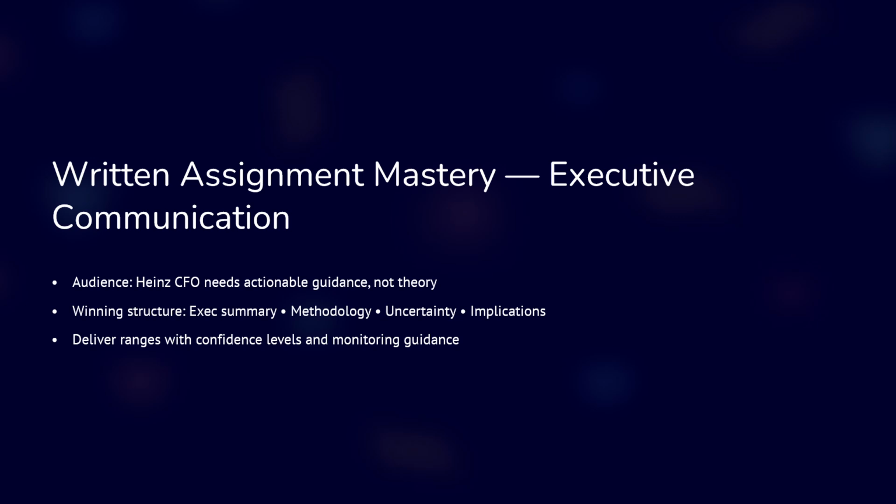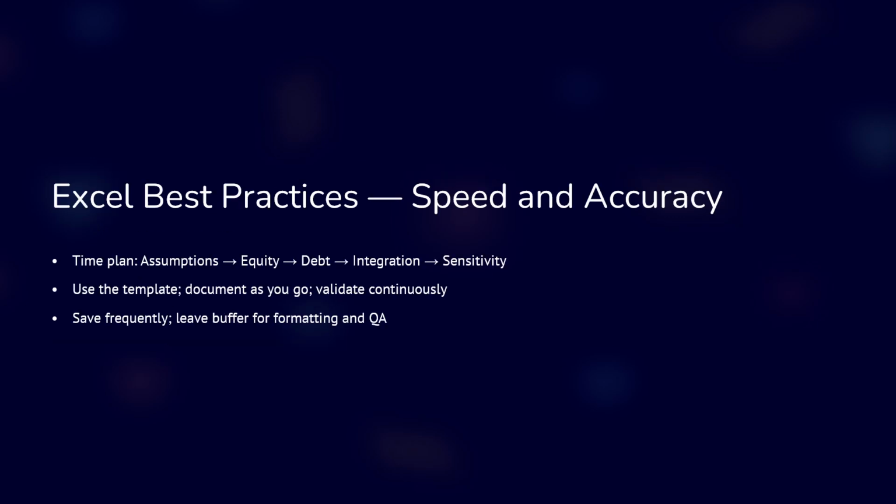In strategic implications, connect your analysis to actual business decisions. For example, this WACC range suggests current project hurdle rates of 12% may be appropriate, providing a 200 to 300 basis point buffer for execution risk. And lastly, your writing style should be professional but conversational, confident but acknowledging uncertainty, data-driven but business-focused.